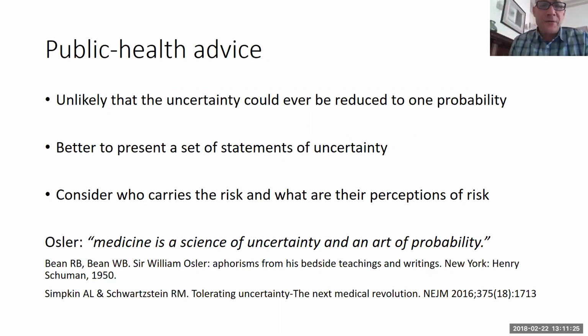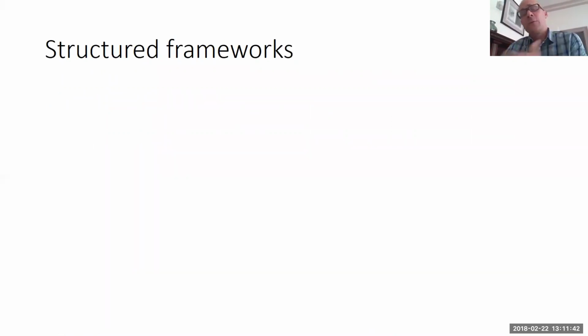Now, the third dot point is also important: when communicating uncertainty, it's important to consider who carries the risk and what are their perceptions of risk. I'll say a little bit more about that later in the presentation. One of the premises of this presentation is that it's useful to have structured frameworks when thinking about uncertainty.